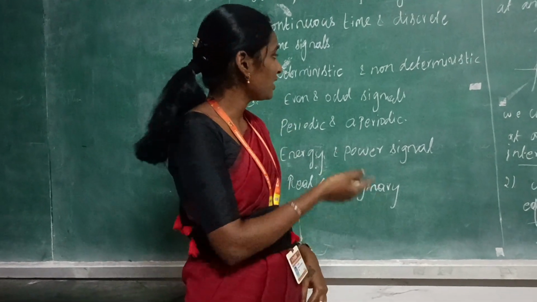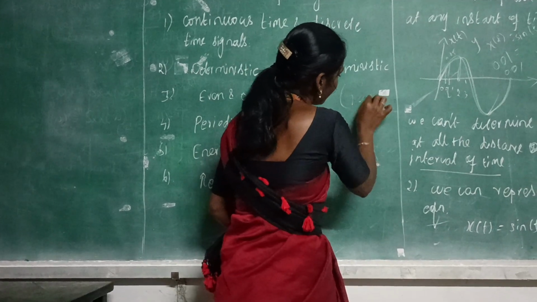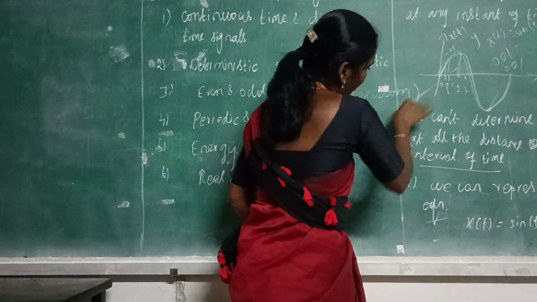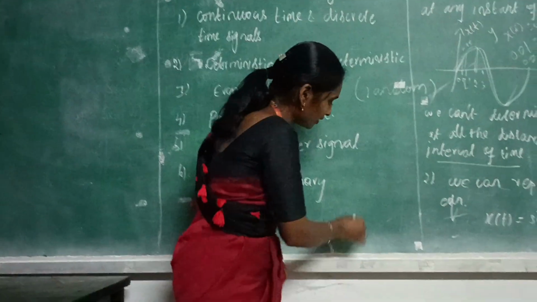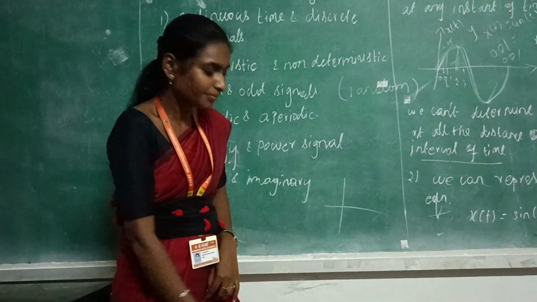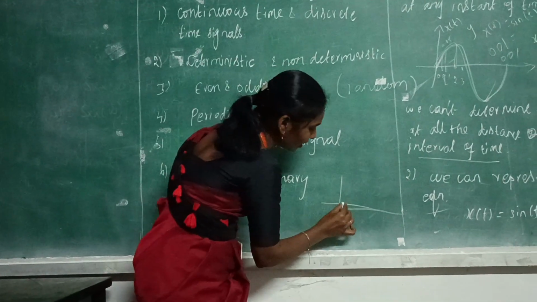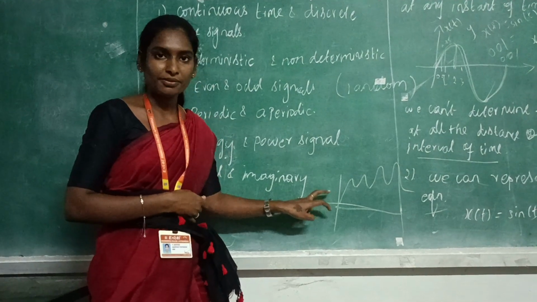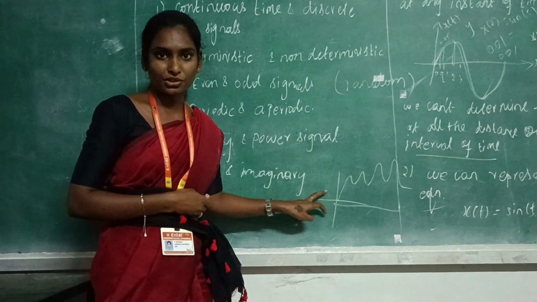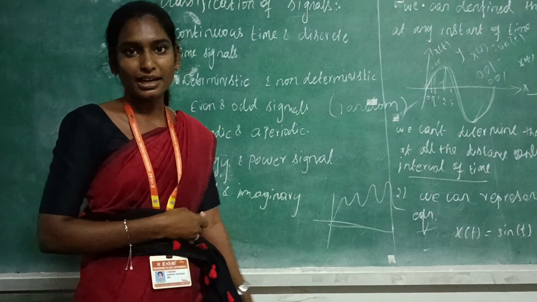Understand? So next one is the non-deterministic signal. Non-deterministic is nothing but one of the random signals. Understand? So what is the random signal? Random signal is nothing but you can have the signals, but we cannot find the mathematical equation. So in here one example. It is a signal, but we cannot use a mathematical expression. Understand? So that is called the non-deterministic signal or a random signal.